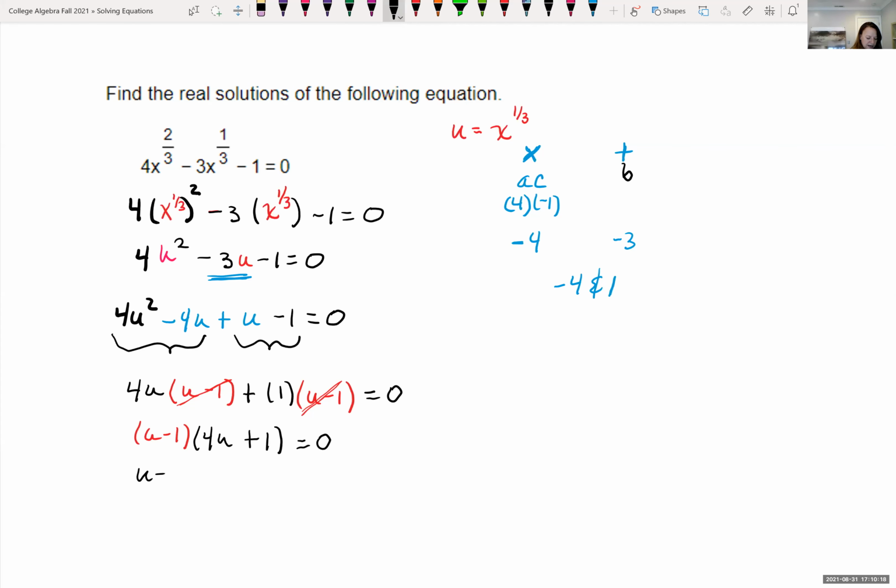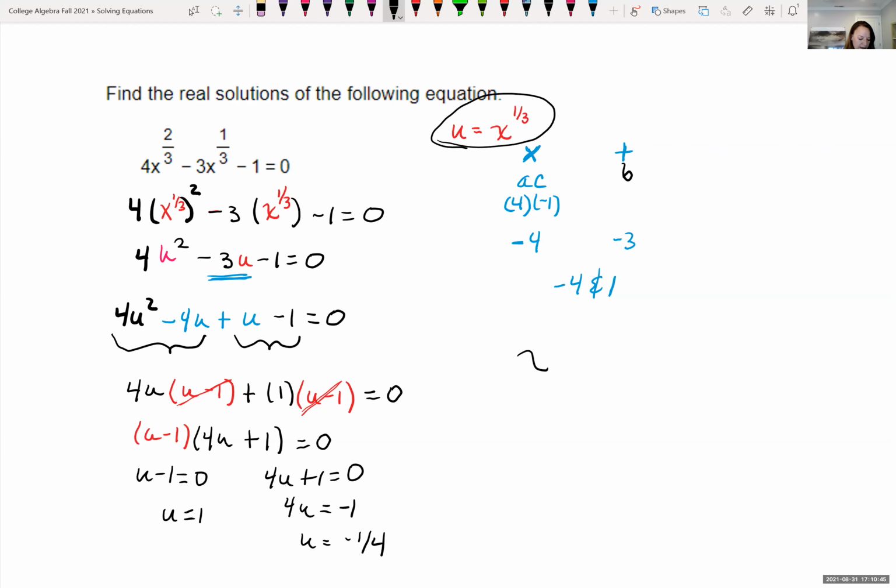So I'm looking at when u minus 1 equals 0, and that's when u is 1, and when 4u plus 1 equals 0. We'll subtract 1, we get 4u equals negative 1, divide by 4, we get u is negative 1/4. Unfortunately, we're not done because we want to figure out what x is. So we know that x to the 1/3 is equal to u. So let's look at when u is equal to 1. So we have x to the 1/3 is equal to 1.